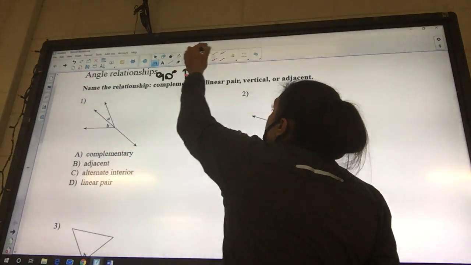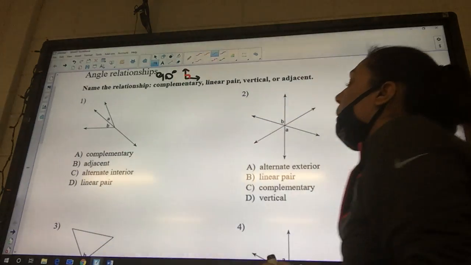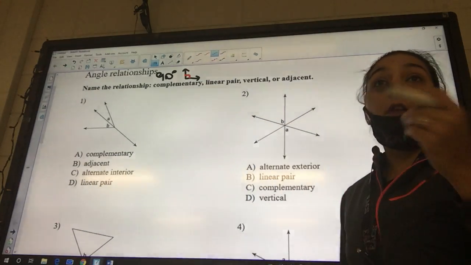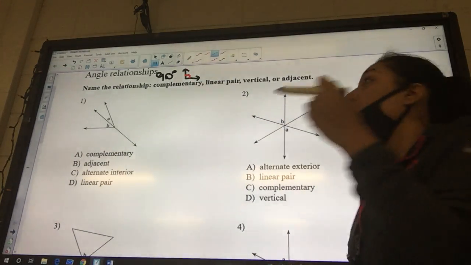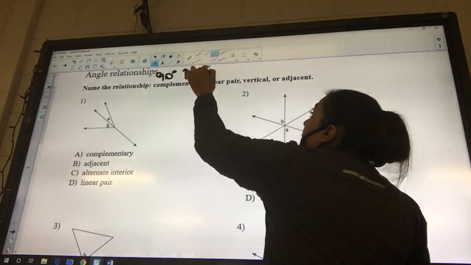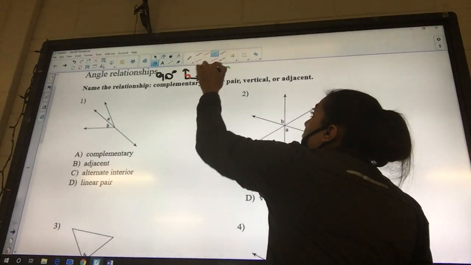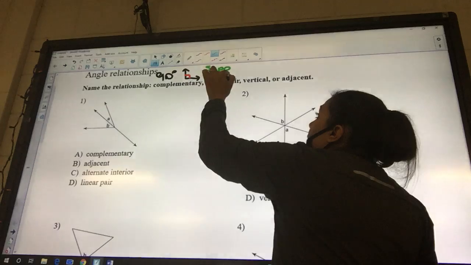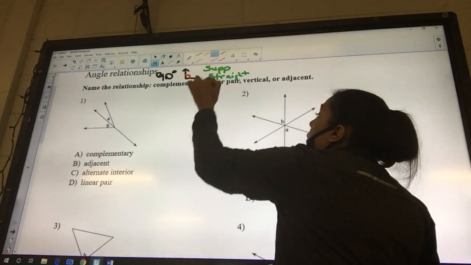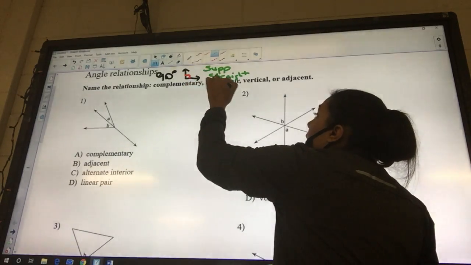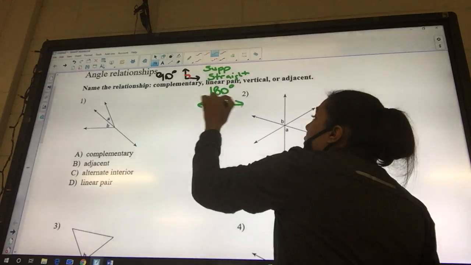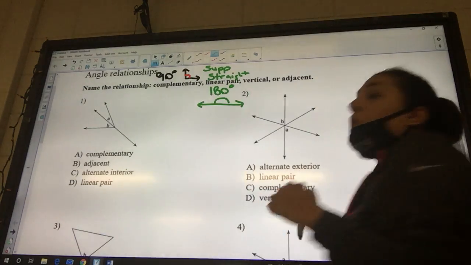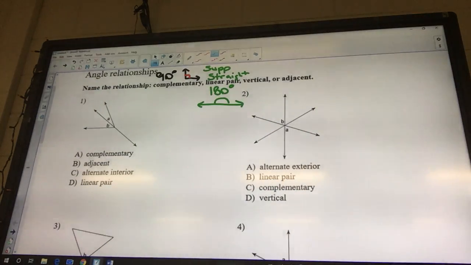The next one's a linear pair. 180. And what's another word for that? There are 2: straight angle and supplementary. Supplementary is going to be kind of a common one. Straight is another one, and they equal 180. It looks exactly like a straight line with a little mark in the middle that lets you know that it's exactly straight.